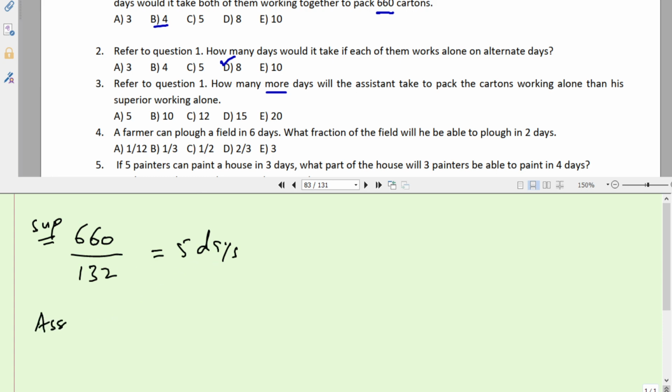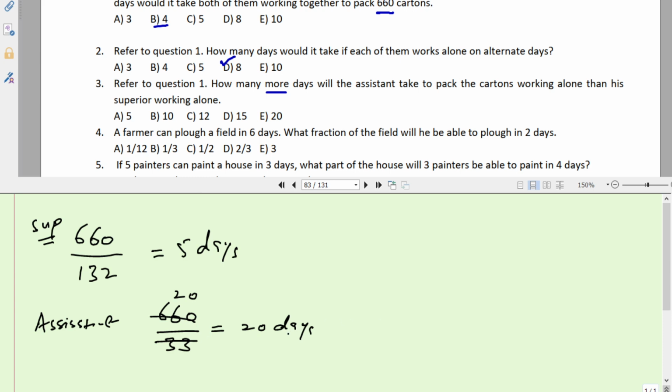But the assistant makes 33 cartons per day. So he will take 20 days to finish the job alone. Okay. So the superior takes 5 days to finish the job of 660 cartons at the rate of 132 cartons, and the assistant takes 20 days to finish the same job.